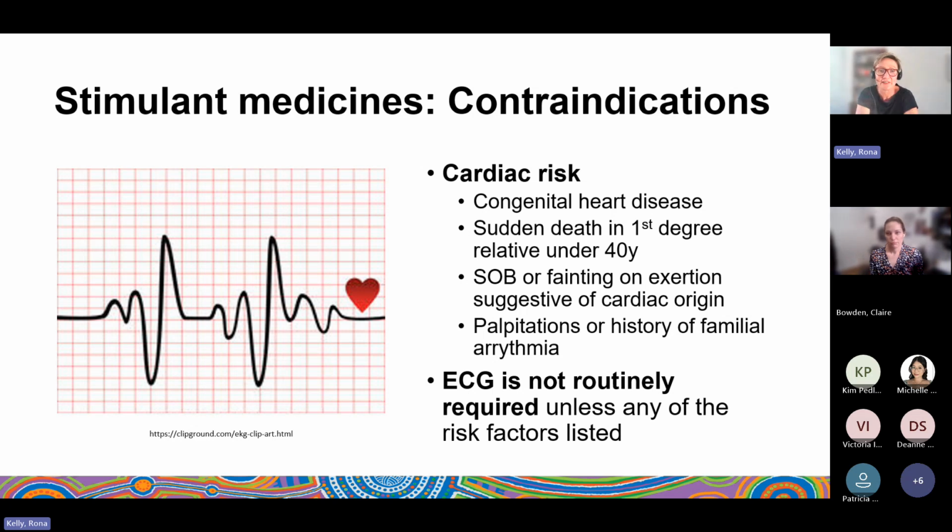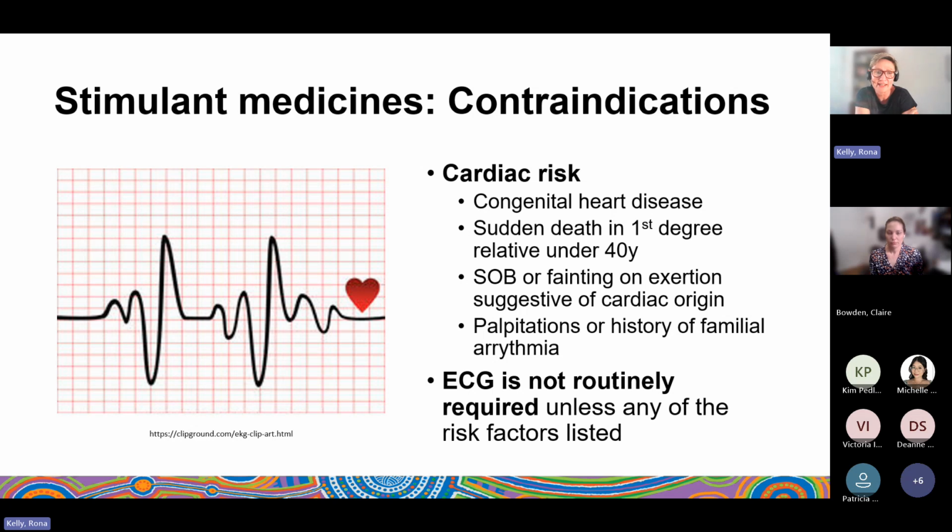But one thing we do think about are cardiac risk factors. It's actually been shown that ECG is not routinely required before starting medication, but we take a history and we consider it because we think about things that might increase kids' cardiac risk. So things like congenital heart disease, if there's sudden death in a first degree relative under 40, if there's cardiac symptoms, so shortness of breath or fainting on exertion that isn't a more common adolescent or child cause of syncope, which is often things like dehydration or being a bit overwhelmed.